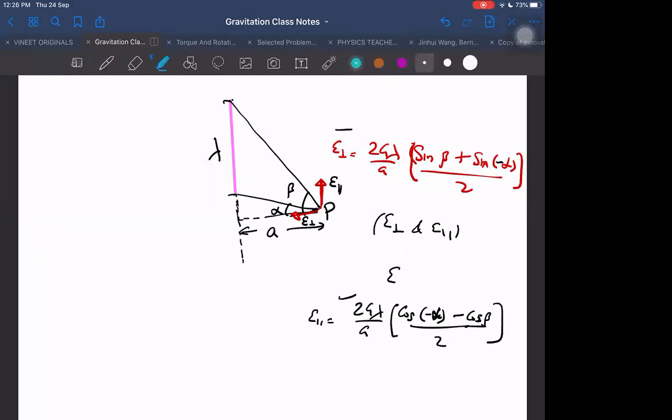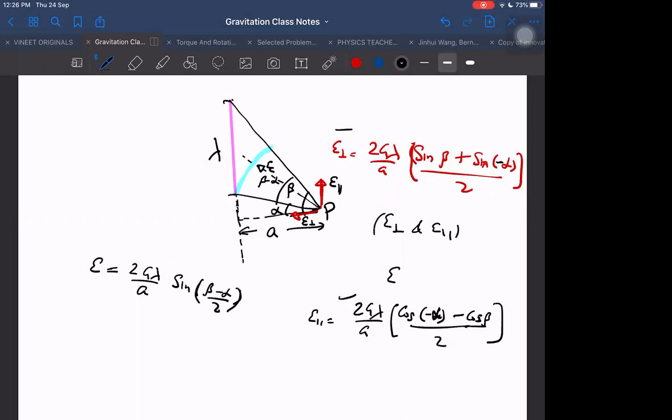There is another way. I told you this will act like an equivalent circular arc. And if it acts like an equivalent circular arc, then for that equivalent circular arc, this angle here will become beta minus alpha. And if it is beta minus alpha, then the field will be on this side. What will that field be? That E net will come out to be 2G lambda by A into sine of beta minus alpha by 2.